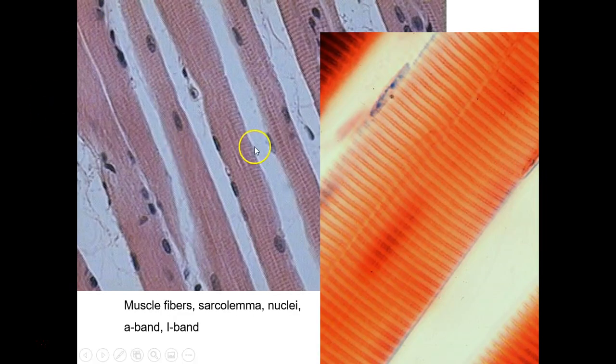Okay. And then this, there's our beautiful picture. You can really see the H zone, the A band, the I band, nucleus. Here, you're zoomed out a little more, but you can still see the striations. But this allows you to see, oh, look at all the nuclei. Oh, that's got to be skeletal muscle. Oh, by the way, see this junk in here? That's connective tissue. Probably these cells were together and they kind of got torn apart in your slide a little bit.